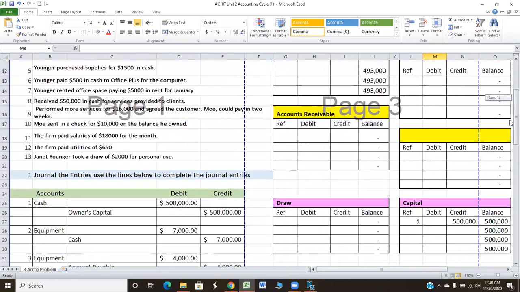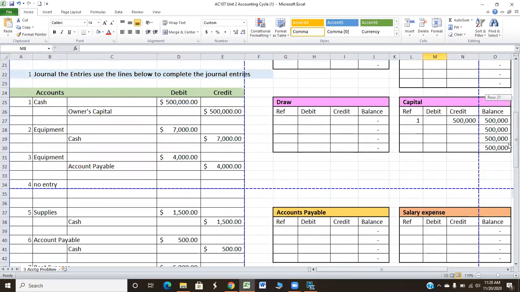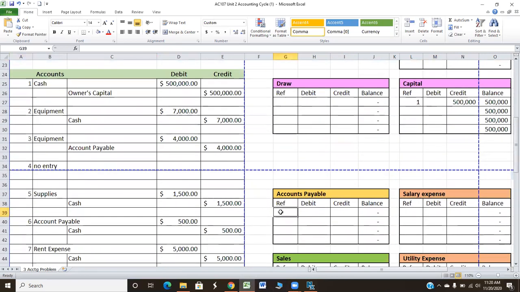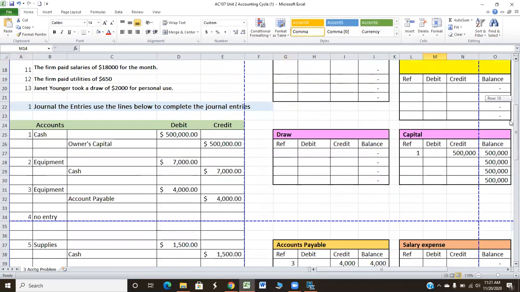What did we also do in number 3? We credited accounts payable 4,000. Go find accounts payable. It's right here. Reference number 3. We didn't debit it. We credited it 4,000. Number 4, we didn't do anything. Number 5, we debited supplies 1,500. Go find supplies. Put in the reference number 5. Debit it $1,500. Look at that.